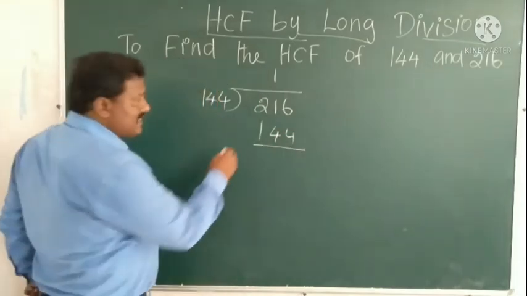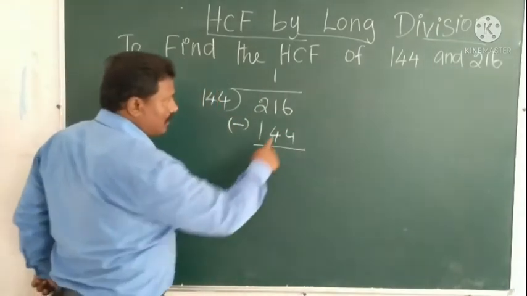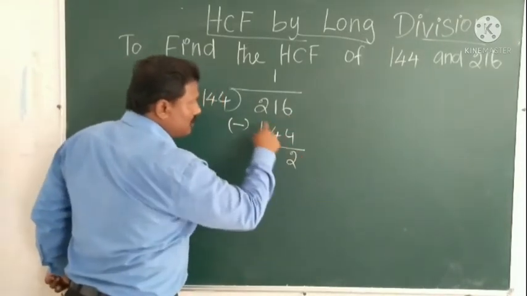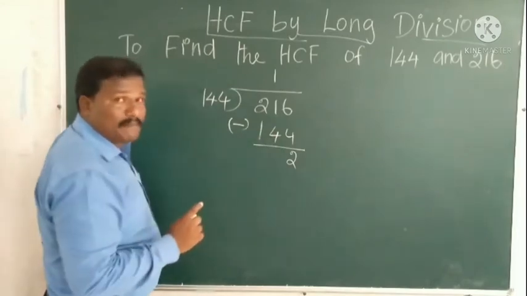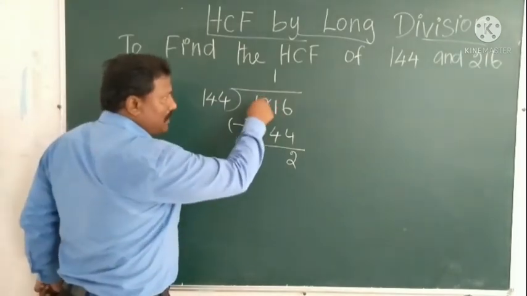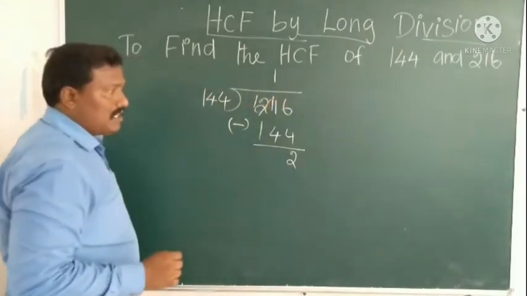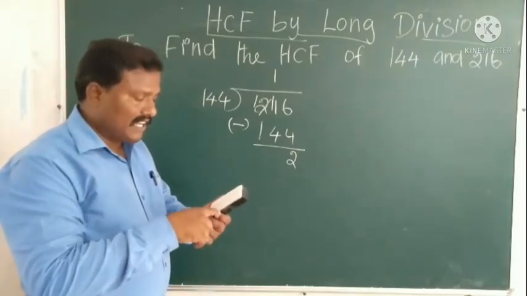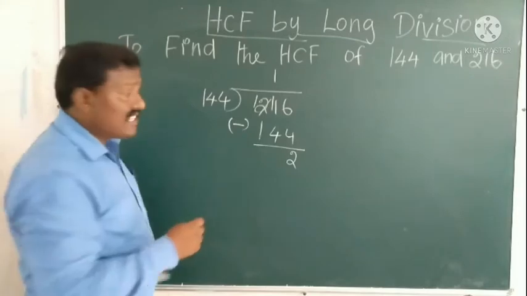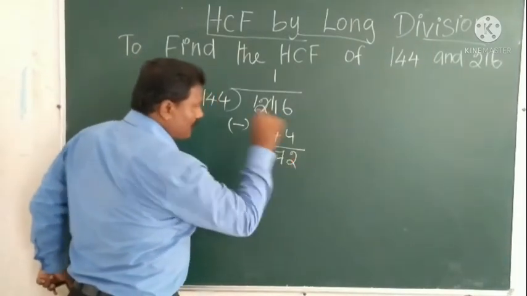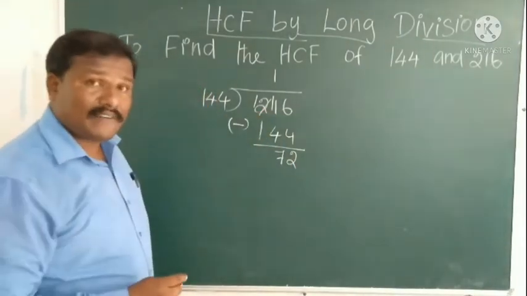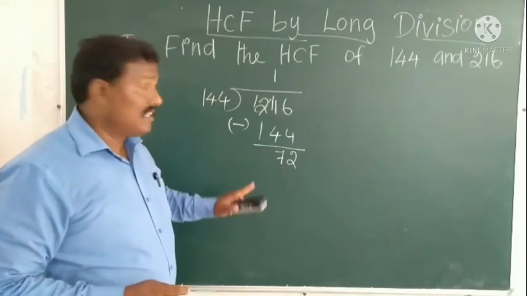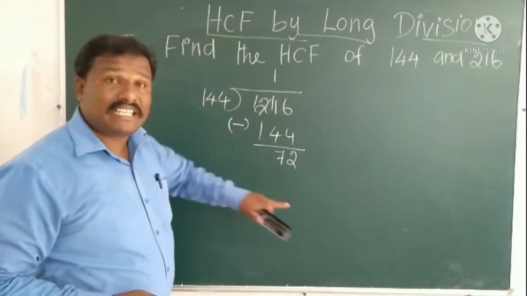If you subtract this, 6 minus 4 is 2. Then 1 minus 4, we can't subtract. So borrow from the nearby number, so it becomes 11. 11 minus 4 is 7. 7 is the remainder. Now, as per our rule, the new remainder becomes the divisor, and the old divisor becomes the dividend.